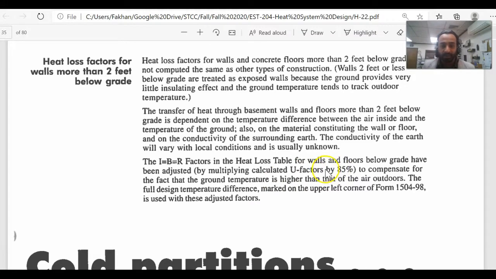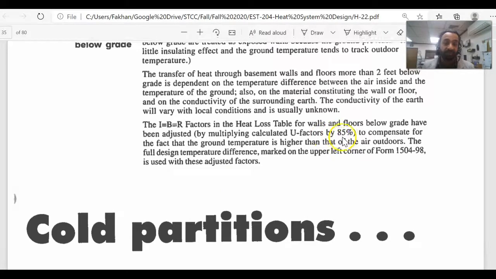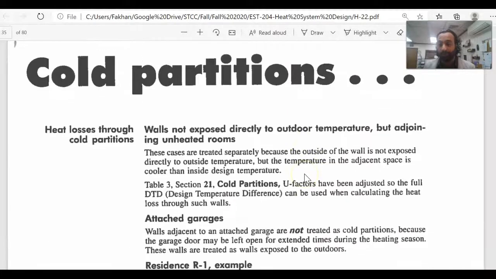Check this out. The factor for heat loss through wall and floor below grade has been adjusted by multiplying the calculated U factor by 85%. That's a lot, to compensate for the fact that the ground temperature is higher than the outdoor air and the full design temperature difference marked on the upper left of the table. If you think about it, conduction is the strongest mode of heat transfer, and instead of having convection to the air outside, you are conducting to the ground. So you lose heat much faster to the ground than to the air.